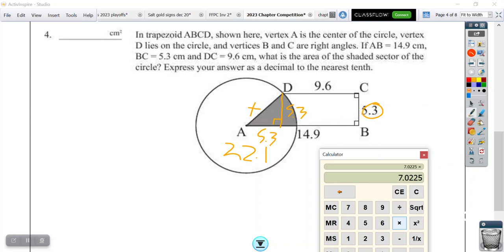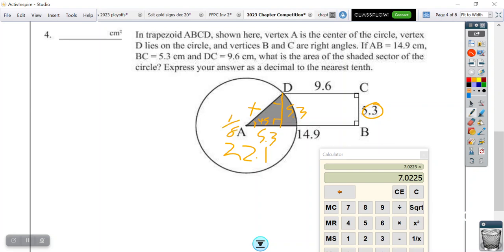Wait, is it the radius? It's the radius of the circle. So that x is 7.0225. Actually, I don't think that is. I was doing 1/8 of the circle because this is 90, so it adds up to 90, so these are both 45. So that's 1/8 of the circle.